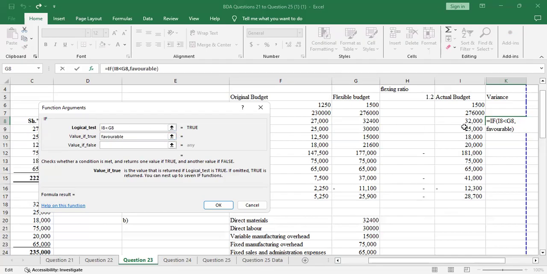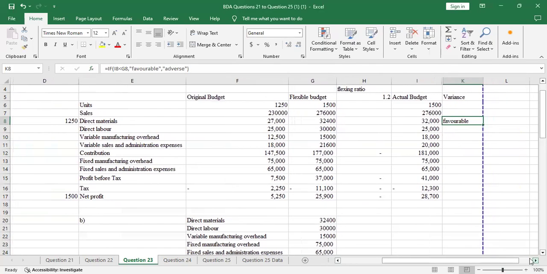Yeah, if this is less than this, then it's favorable. Then what happens if it's not less than that? If the value is false, then it's adverse. So if it is false, then you say adverse. So you just say okay. Once you say okay, you can see it will give me favorable there. Then you just drag this all through up to variable sales and administration expense. So you can see you'll just get the values as adverse or favorable without much problem.